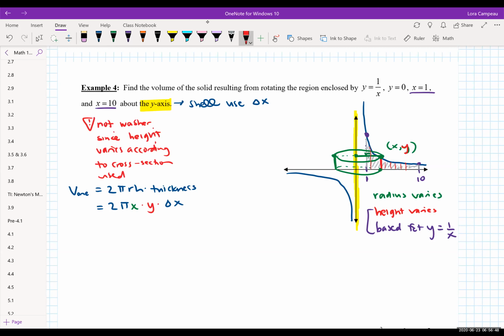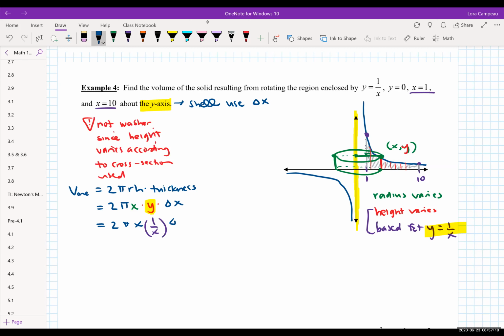So radius is an x value, horizontal distance. The height is a y value, vertical distance. And so you're just trying to understand if it's in delta x, anyone that's already at x is good to go. So we're happy with the 2 pi x, but the y is what has to be changed. But we're kind of lucky because the y is already solved in terms of x. So we're going to change this to 1 over x.